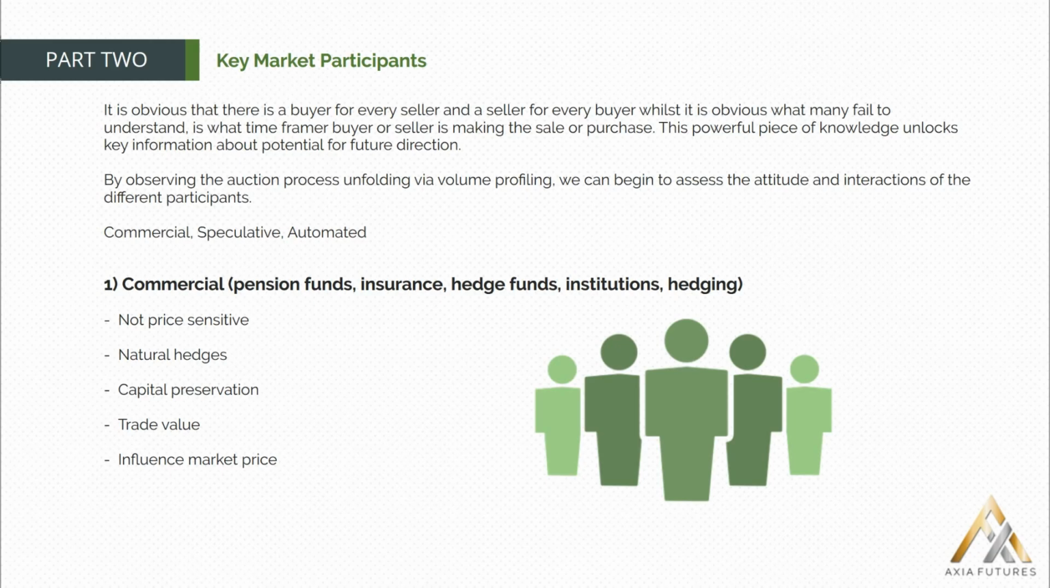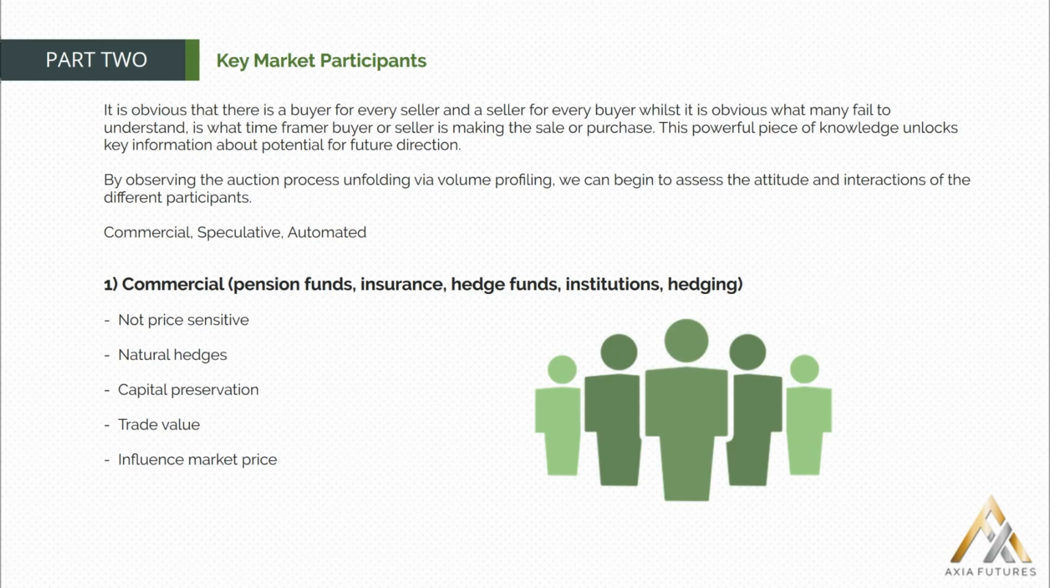Let's talk about the three major participants: commercial, speculative, and automated. The first and most influential, commercial. This includes pension funds, insurance funds, hedge funds, large institutions like banks, and hedges or hedging strategies. Now, in order to understand how commercial participants move the market, we need to first look at the characteristics that define commercial participants. The first characteristic, not price sensitive.